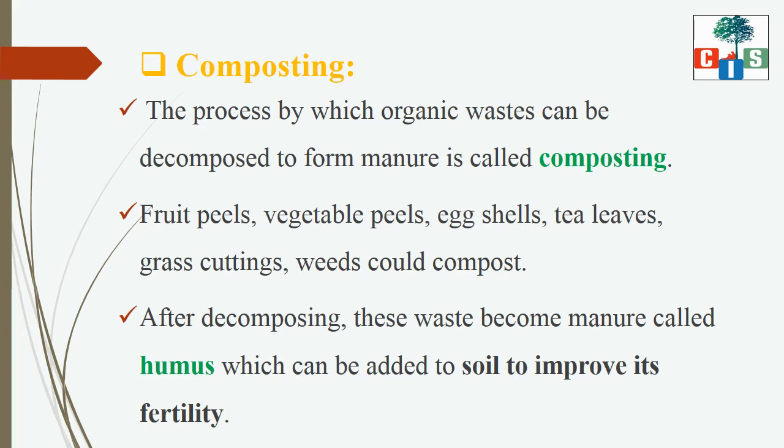So when this organic waste decomposes, it turns into manure, and that manure is called humus. And when this humus is added to the soil, it improves the fertility of the soil. Our soil becomes healthy and rich. Yes, so we should use the composting method for organic waste and convert the organic waste into manure. This is also a simple method which we should adopt to dispose of waste.